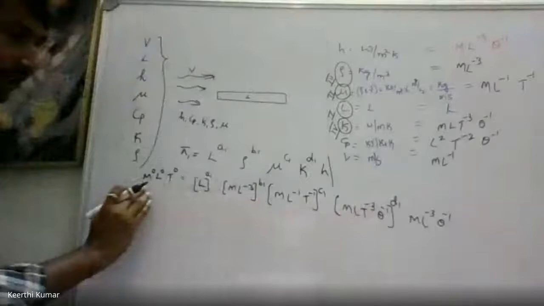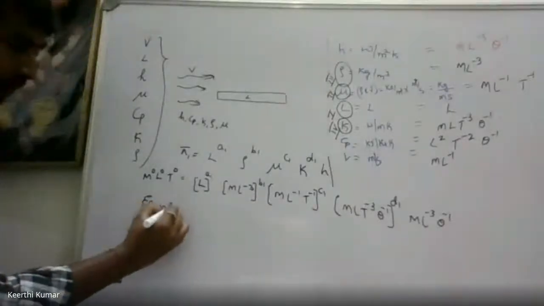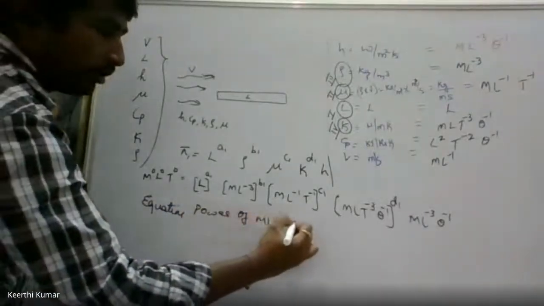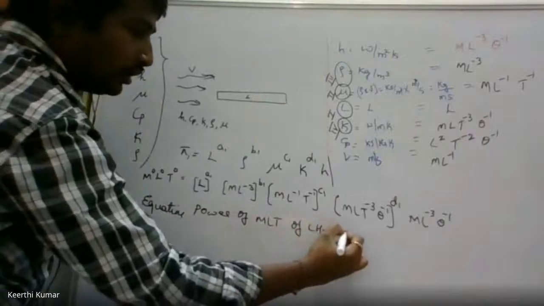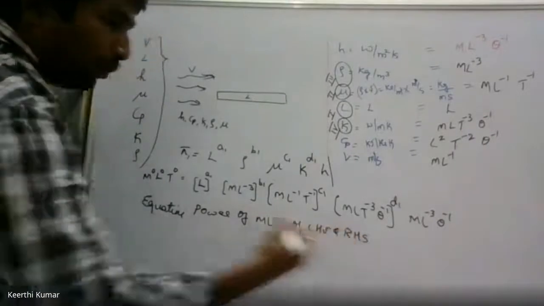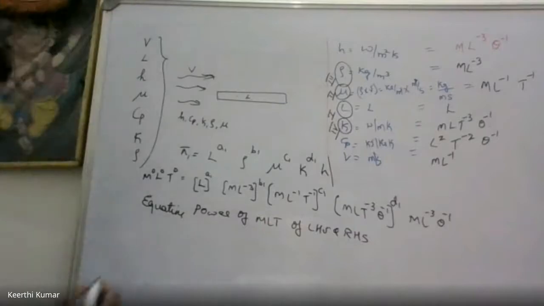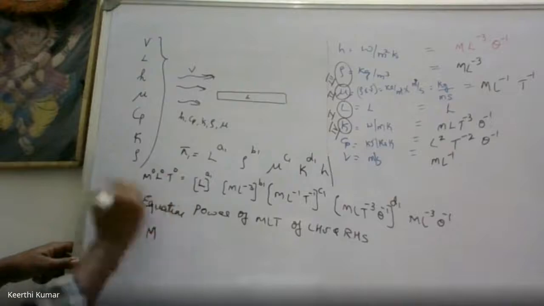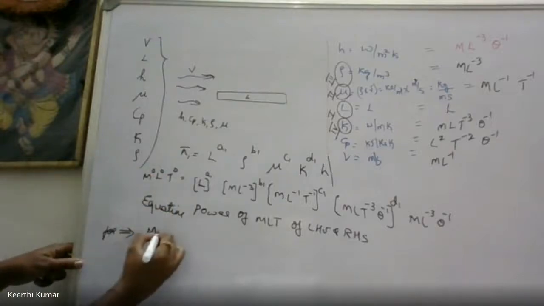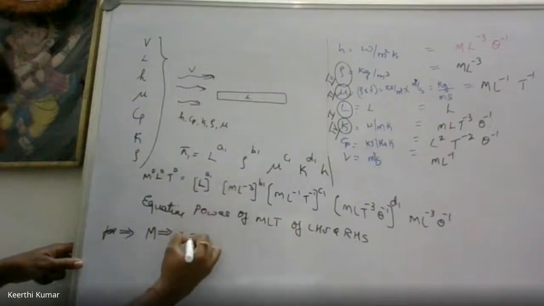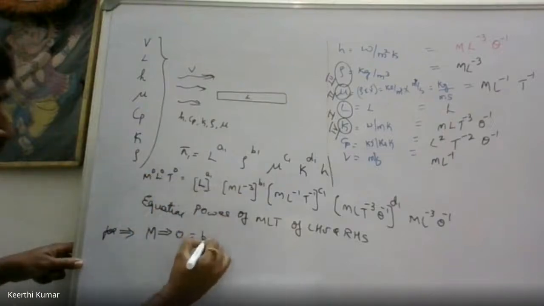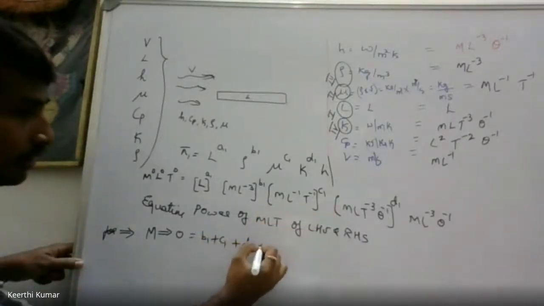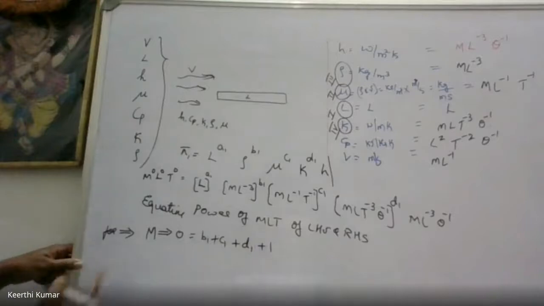Equating the power of M, L, T on both sides. Equating the power of MLT on LHS and RHS. If we equate the power of MLT, what will we have? What will we have for M? So left hand side, what is the power for M? Zero. Right hand side, zero is equal to b1 plus c1 plus d1 plus 1. So this is the equation we got, correct?